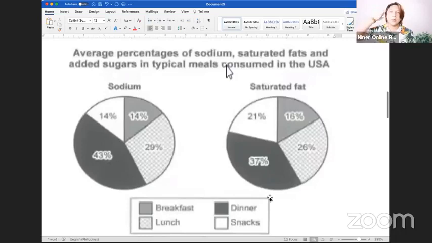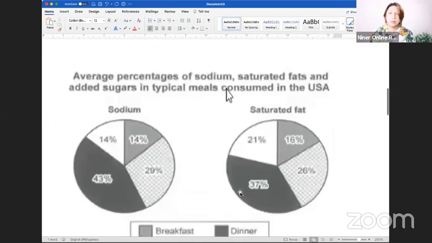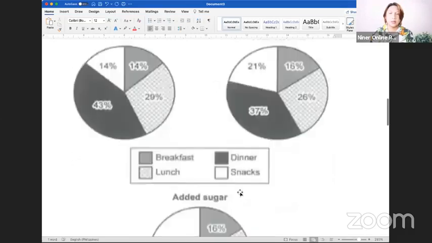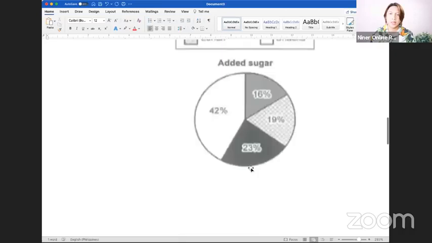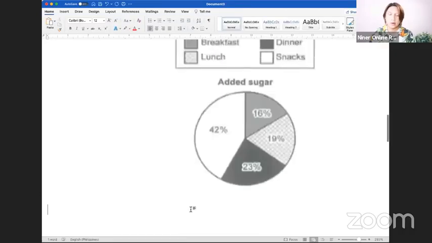All right, so if you look at the chart for sodium, you would see that the greatest amount of sodium consumed is when? Can you tell me when? When is the consumption of sodium from typical meals the highest? It's the highest during what? Right? Okay, dinner. Right. So yeah, so let's put that here. Dinner.